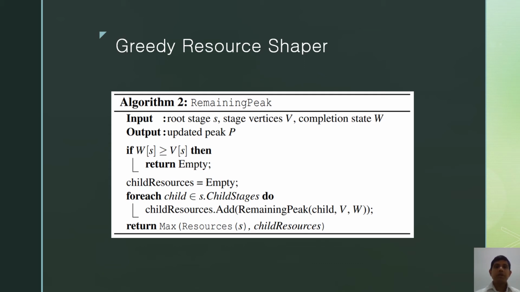The goal of the remaining peak algorithm is to find the max vertex cut for a tree. It does so by recursively traversing the children, calculating the remaining for each child, and then finding the max of the requirement of the current node and the sum of all child nodes.